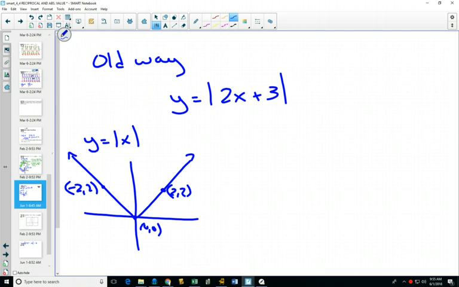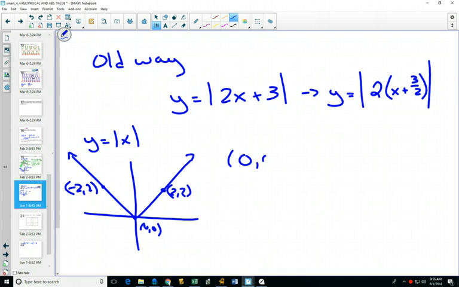What would that plus 3 do? Well, you might be tempted to say 3 to the left. Why isn't it 3 to the left? Well, it's inside the absolute value, so it should be, but it's not in factored form. So we would have to first rewrite this as 2 factored out x plus 3 halves.